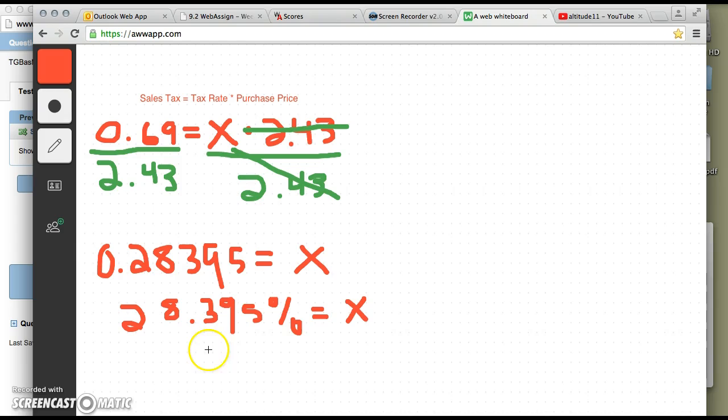Okay, now I did say to round to the nearest 1%. Since we're at 28.3, we will round down to just 28%. And that will be our final answer. All right. So when all is said and done for this gasoline here, the tax was about 28%.